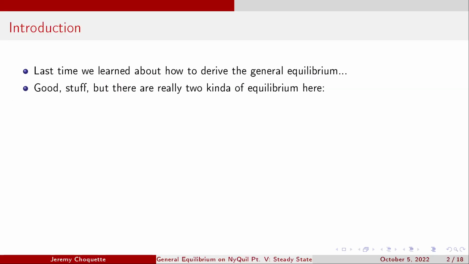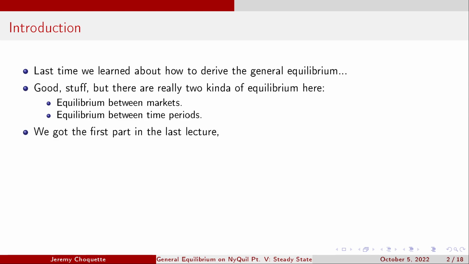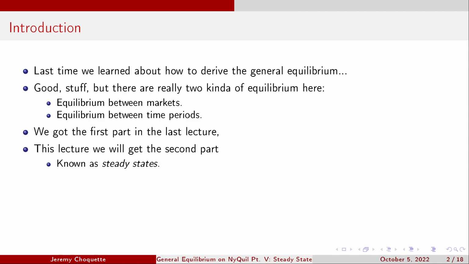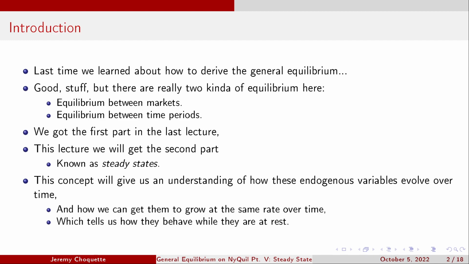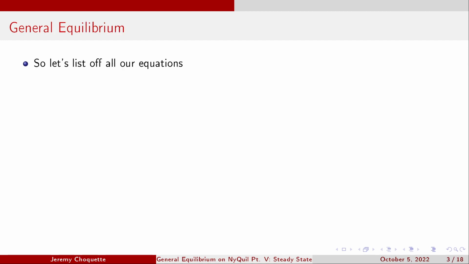let's learn a little bit more, right? Because there are going to be two kinds of equilibria here. There's the equilibrium between the markets, and then there's the dynamic stuff between time periods. Now, we got the first part in the last lecture, right? This lecture, we're going to be getting the second part, and it's what's known as a steady state. And this concept is going to give us an understanding of how these endogenous variables are evolving over time. And what we're going to do is force them to grow at the same rate. So everything becomes constant, which is then going to tell us how they behave when they're at rest.